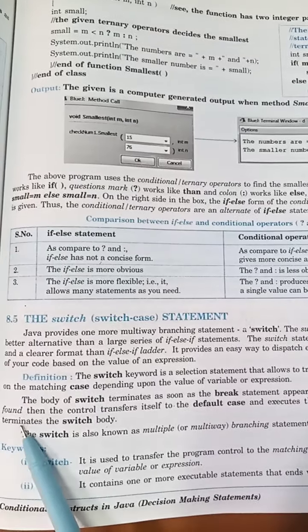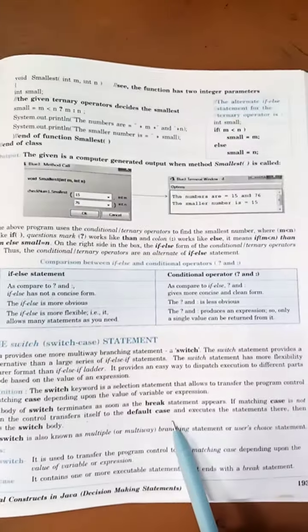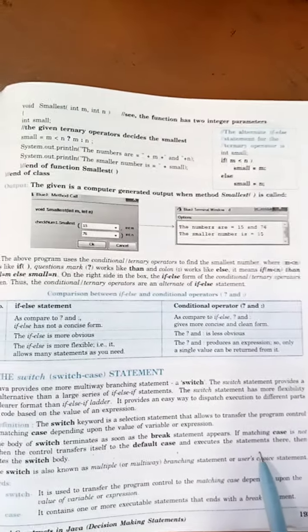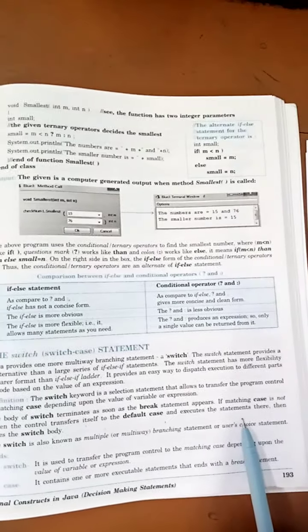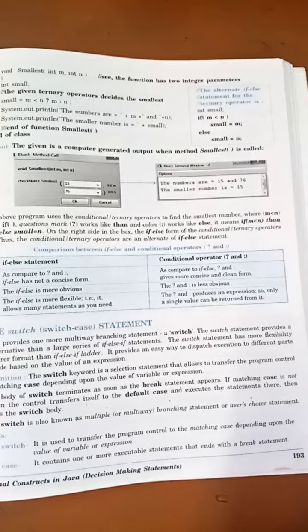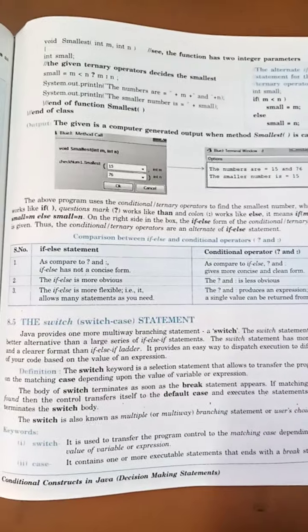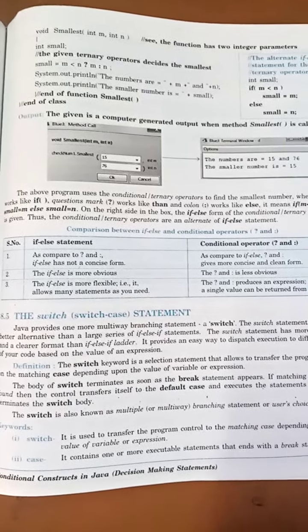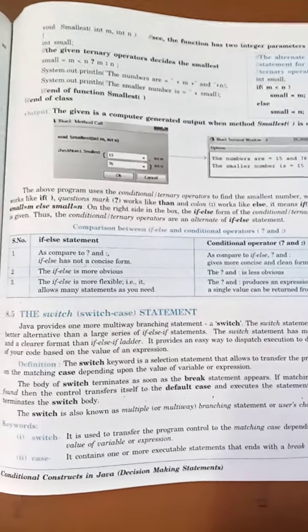If a matching case is not found, then the control transfers itself to the default case and executes the statement there. Then it terminates the switch body. So it means the body of switch terminates as soon as the break statement appears. You will switch the value of a variable or expression first, with the help of the switch keyword. Switch is a keyword, you will write it in small letters, followed by the variable or expression. You will be switching the value of that particular variable or expression.